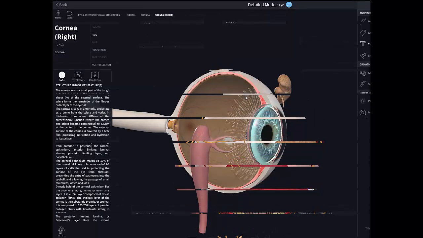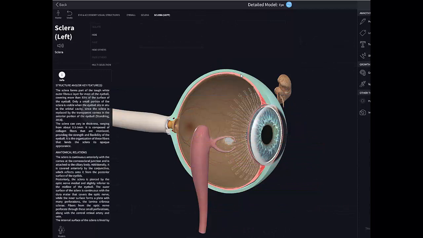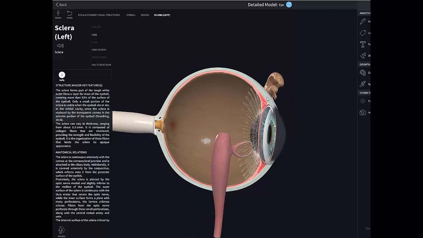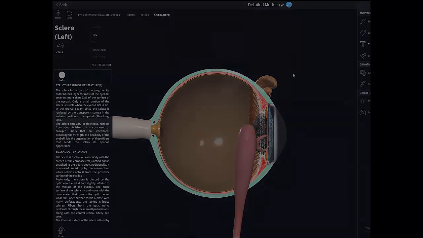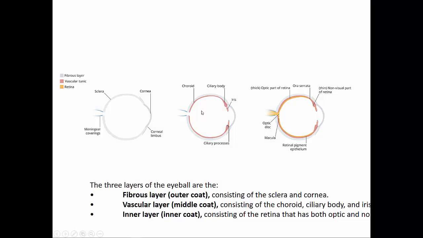So if you think about the construction of the eyeball, it actually has 3 layers if we think about it as a layered structure. It has a fibrous layer, a vascular layer, and an inner layer. Probably best to highlight this on a different type of diagram which has been made by the illustrators from 3D4 Medical. So here you can see the 3 different layers.